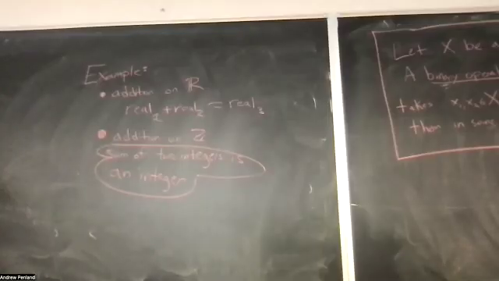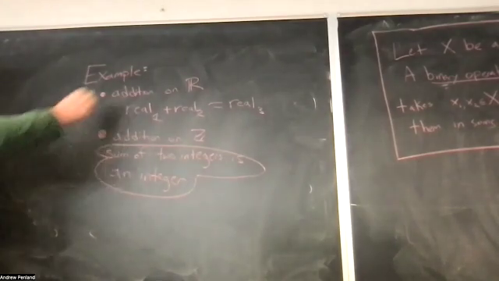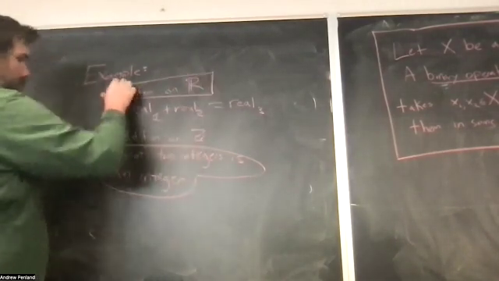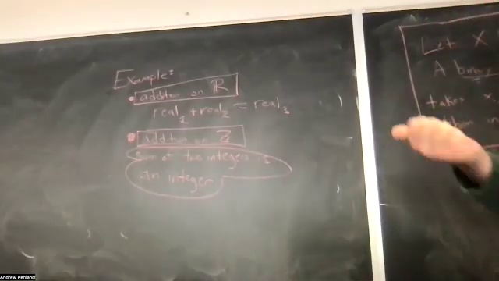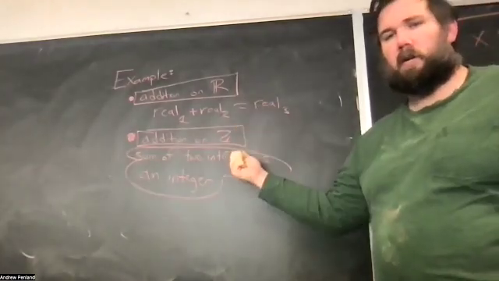Addition is a really popular one because it's kind of obvious that you take two things and you make a third thing, and they're good examples to have. Addition on the real numbers and addition on the integers are binary operations. Subtraction is also a binary operation on R and on Z.